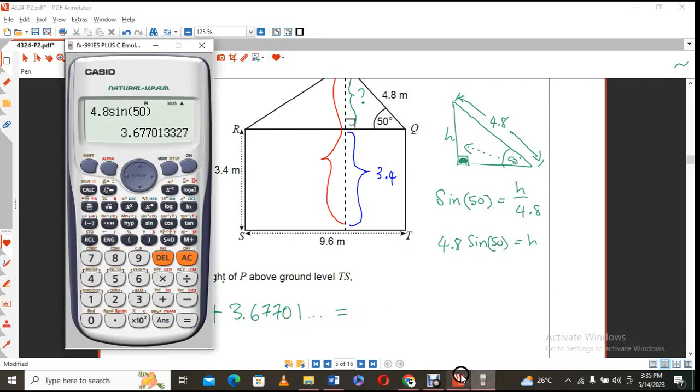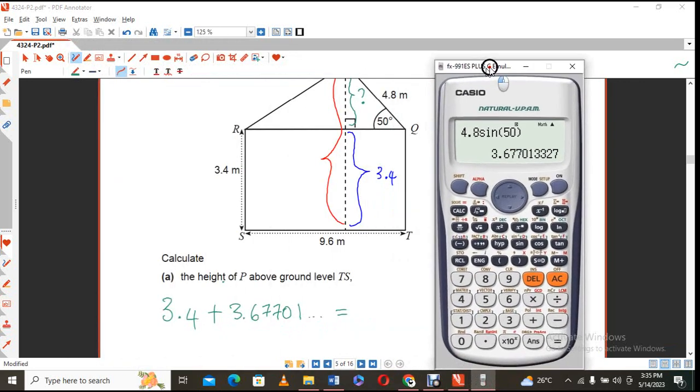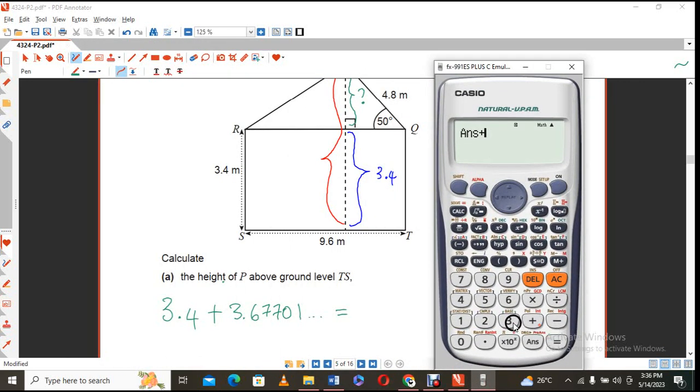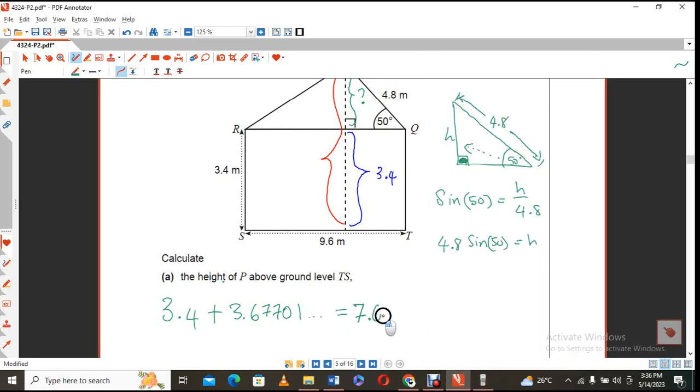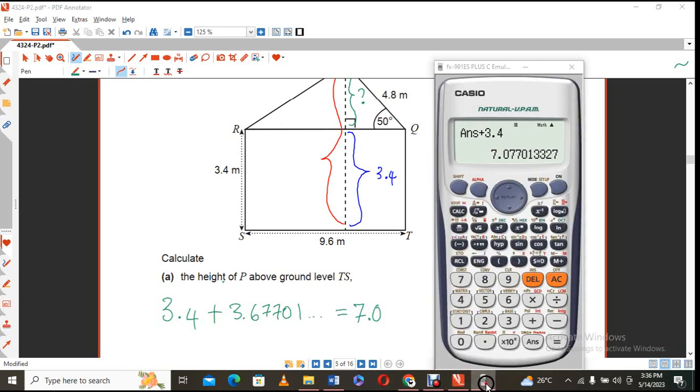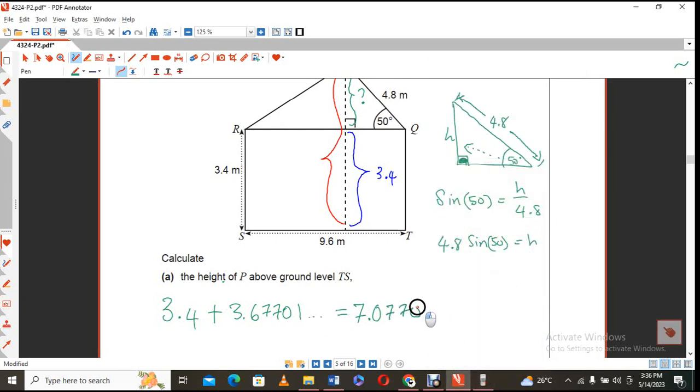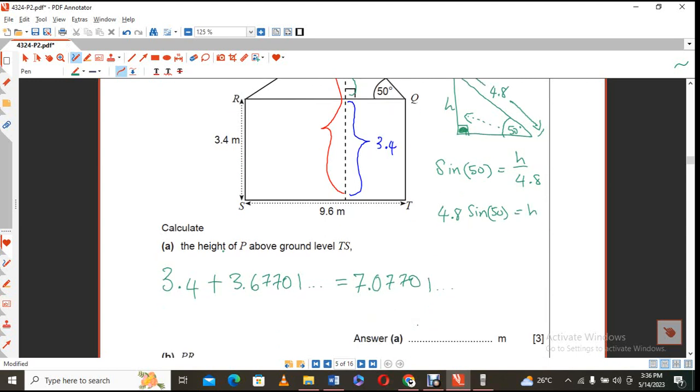Since it's still on my calculator, I'm just going to add the 3.4, so that answer is 7.07701. So ultimately, to three significant figures, this answer that I was required to find will be 7.08 meters. That is to three significant figures.